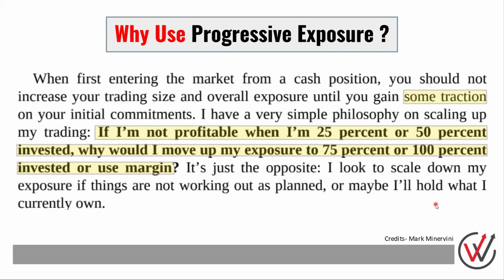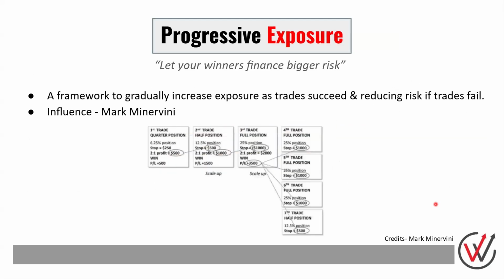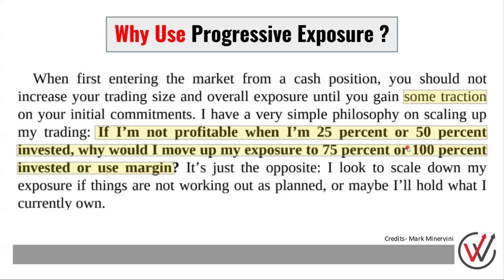Like, why do we use progressive exposure? So according to Mark Minervini, he's trying to tell us that if you're not profitable when you are invested 25%, you have no right to scale up to 50% or 75% or 100%. If you are not profiting from a smaller investment, आप क्यों ही अपना allocation बढ़ाओगे? So this was the concept, but most people think that this was the strategy and they leave the concept aside. The concept was simple. You only scale up if you have traction, if you have a profit cushion, or you have positive feedback. And see, this is directly coming from Mark Minervini's book.